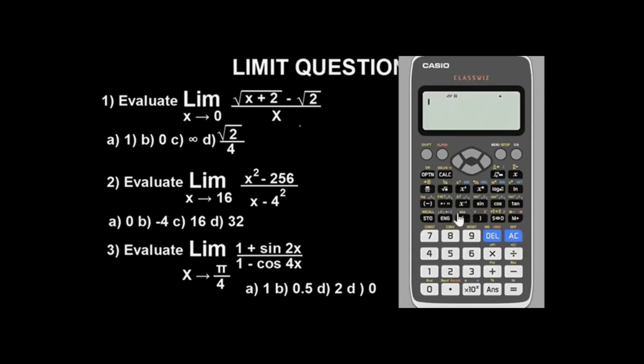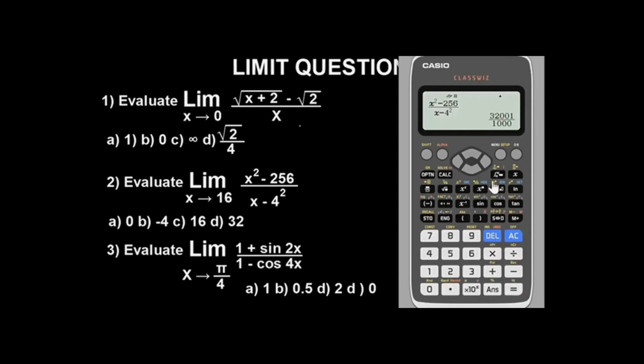Now let's input the question. So we have x square, alpha x square, minus 256, all over alpha x minus 4 square. So guys, that's what we have there. Let's press equal and see what we have as our answer.